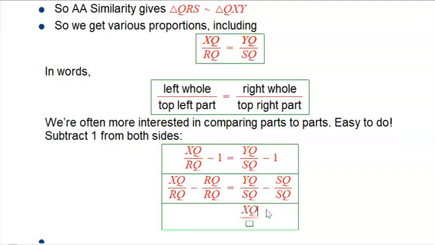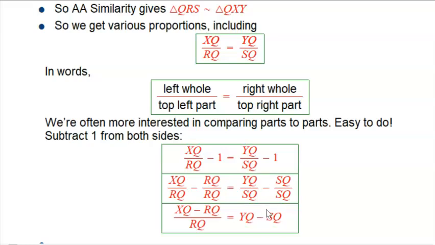Okay, that allows me to combine. So it's XQ minus RQ over RQ, and we'll go back to the picture in a second, equals YQ minus SQ over SQ.